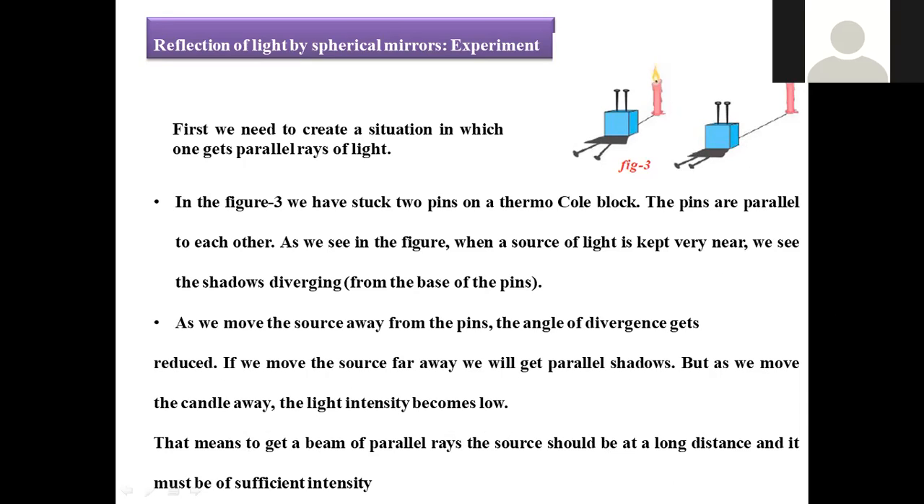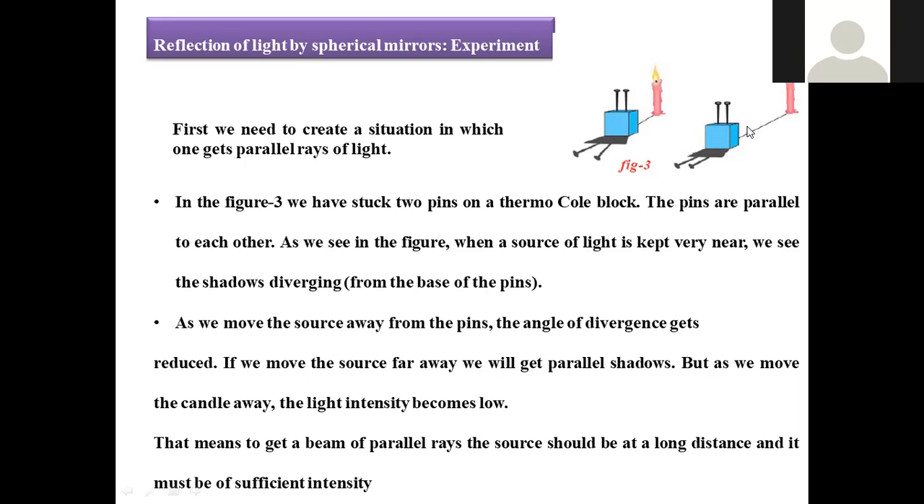So as it is moving away, what happens? Its intensity will be lowered. As the intensity diminishes, for a parallel light beam to travel a longer distance, it must have sufficient intensity. We have to move it up to a certain distance, up to which it is able to give the shadow on the surface. So in that way, you draw the light away from this thermocol box. In the first experiment, the light source is at a short distance from the thermocol, and that gave the shadow with a divergent light.